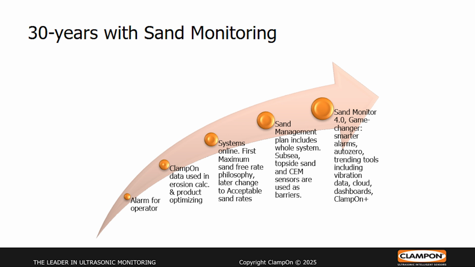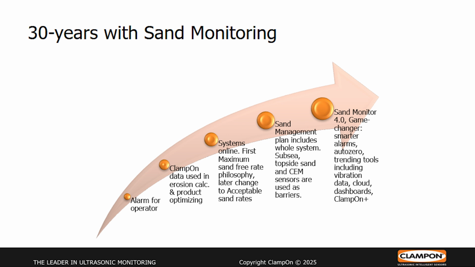Then we could see that it started to use the data in erosion calculation, and they understood that, okay, we can actually use this sensor to earn a lot of money. We can produce more, even with sand.